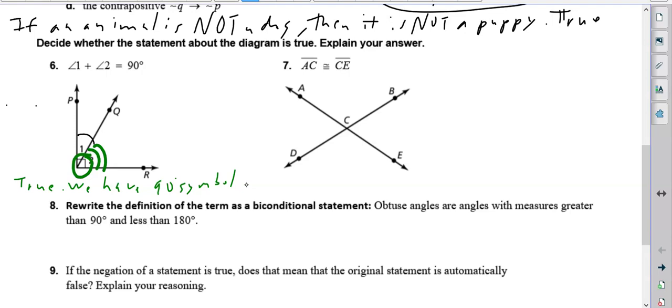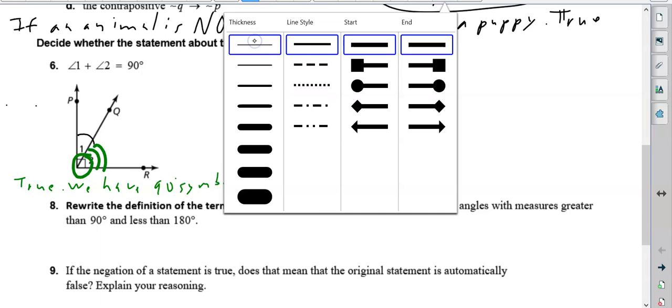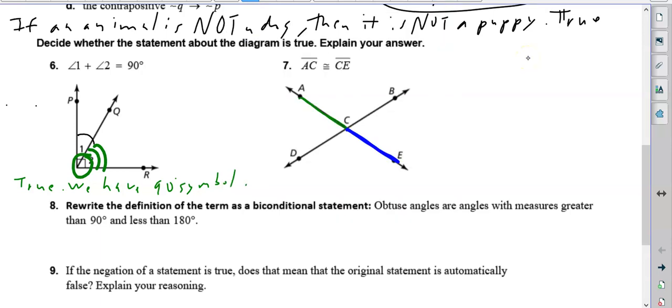All right, AC, which is this piece right here, is equal to CE, this piece right here. Do we know if it's true or not? Well, we don't know. We cannot assume.